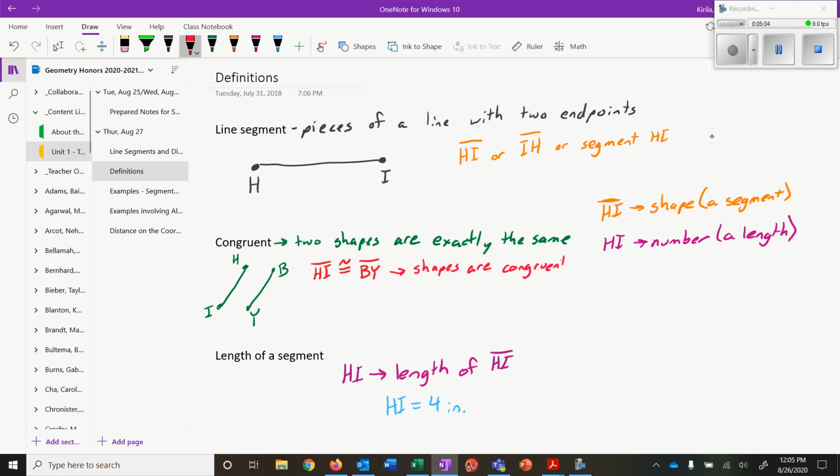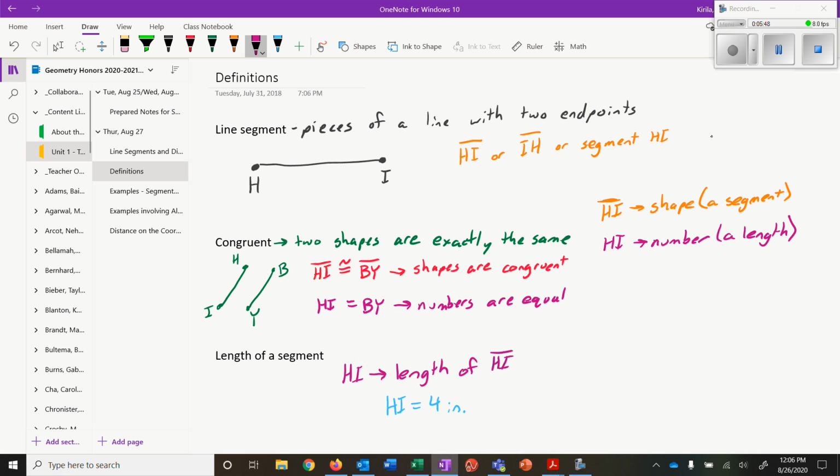The symbol for congruent, I can explain to you why we use this symbol, but it's going to have to wait until later in this course when we learn what that little squiggly actually stands for. But there's a reason we put the little squiggly on top of the equals. It's just going to have to wait a little bit. If I want to use an equal sign, equal signs are for numbers. Since these are segments, shapes cannot be equal, but numbers can be equal. And I could say the length of HI equals the length of BY, because numbers are equal.